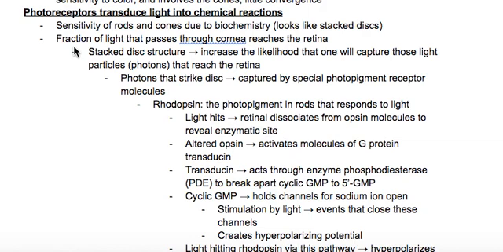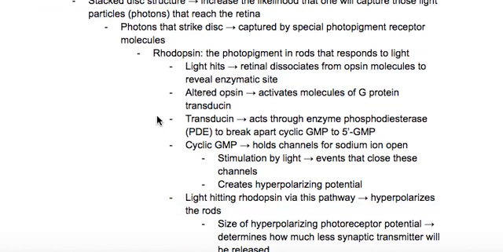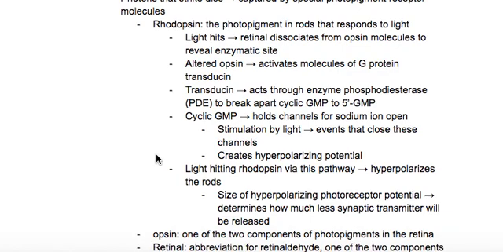When light hits rhodopsin, retinal dissociates from opsin, which are the two components of rhodopsin, to reveal an enzymatic site. The altered opsin then activates molecules of the G protein transducin. Transducin then acts through the enzyme phosphodiesterase, or PDE, to break apart cyclic GMP to 5' GMP. Cyclic GMP in its inherent form holds channels for sodium open. The stimulation by light then closes these channels and creates a hyperpolarizing event.